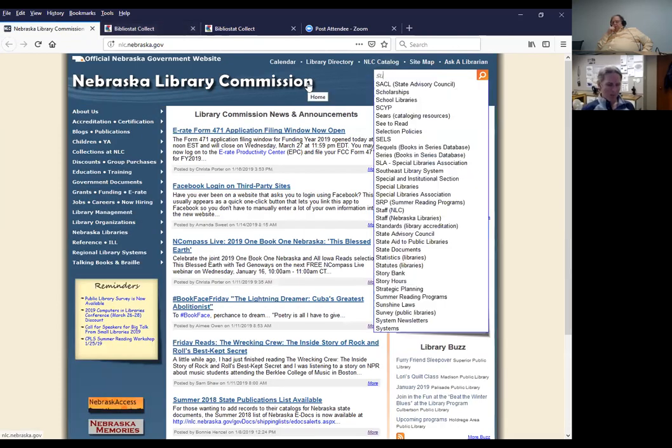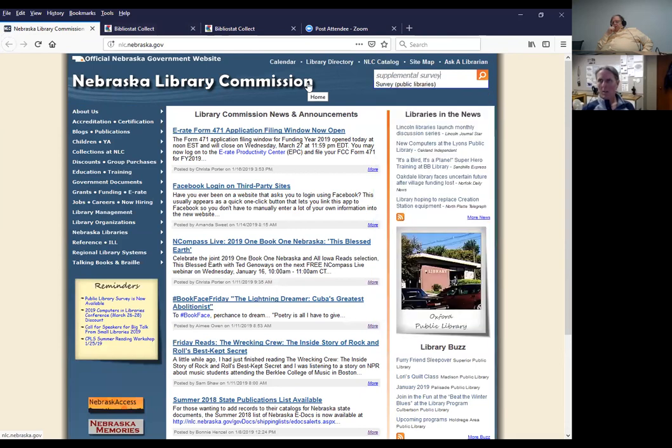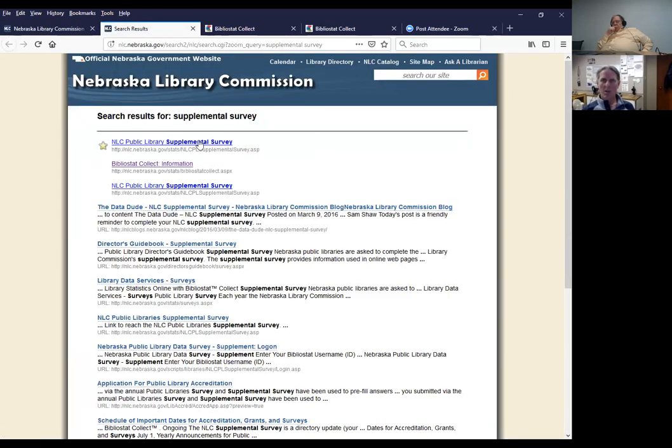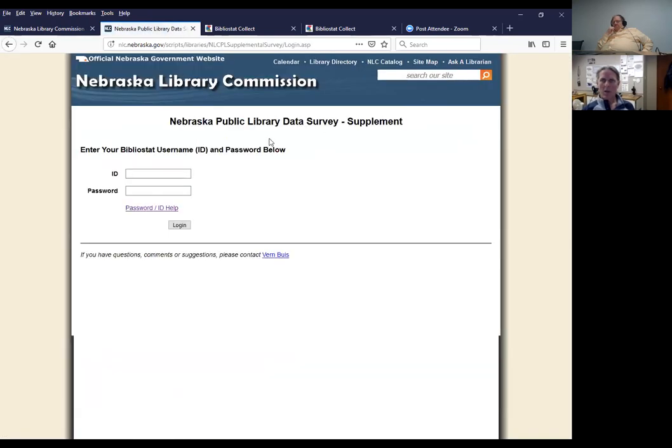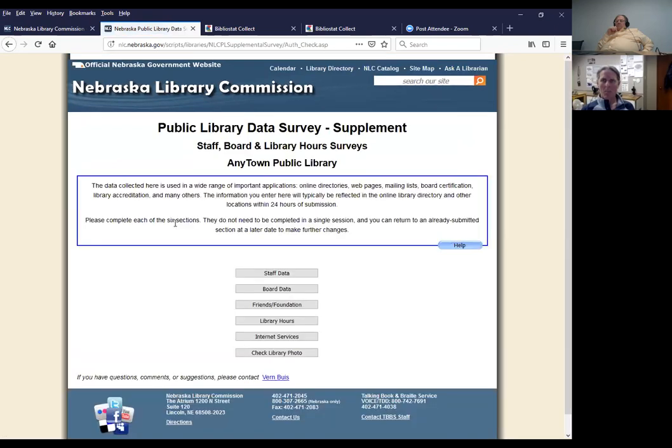So for the supplemental survey, like I said, there'll be a link in the thank you email. Basically what we want to know in the supplemental survey, a lot of the information, I think I can log in as a test library here. Vern set up a test library here. So this is what it'll look like when you log in.